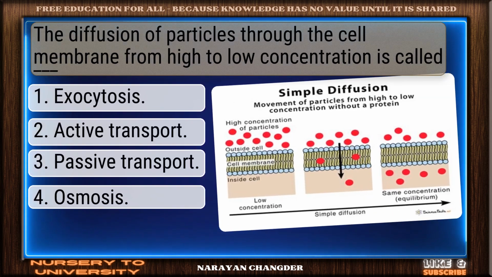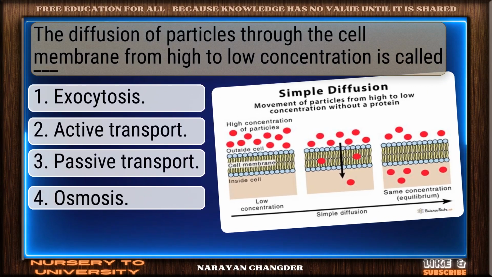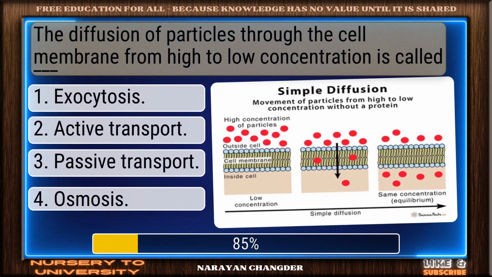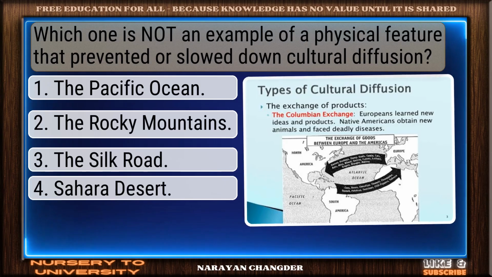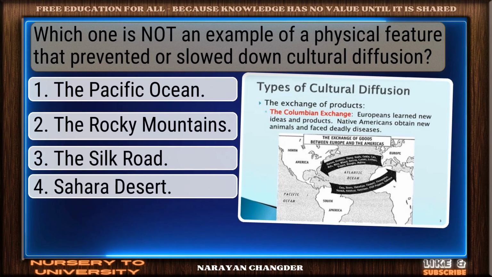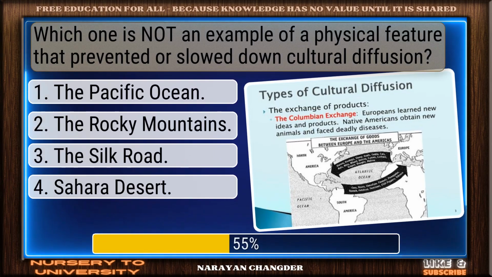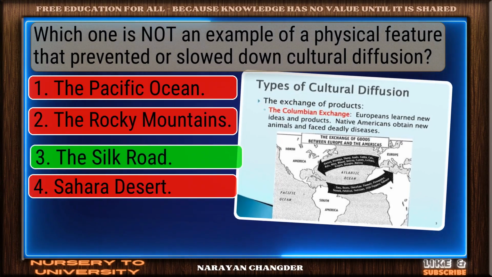The diffusion of particles through the cell membrane from high to low concentration is called dash. Correct. Passive transport is the right answer. Which one is not an example of a physical feature that prevented or slowed down cultural diffusion? Perfect. The Silk Road is the correct choice.